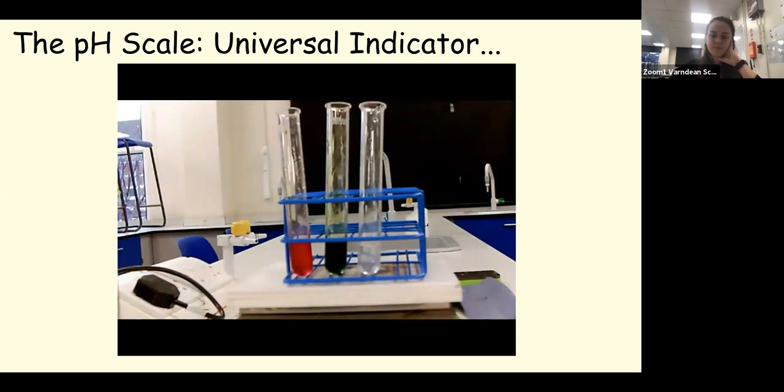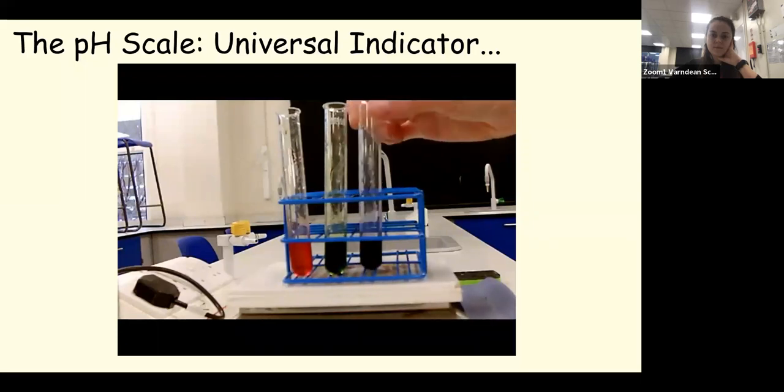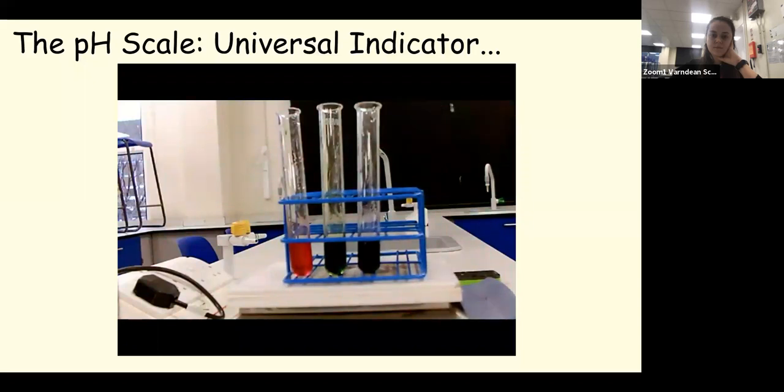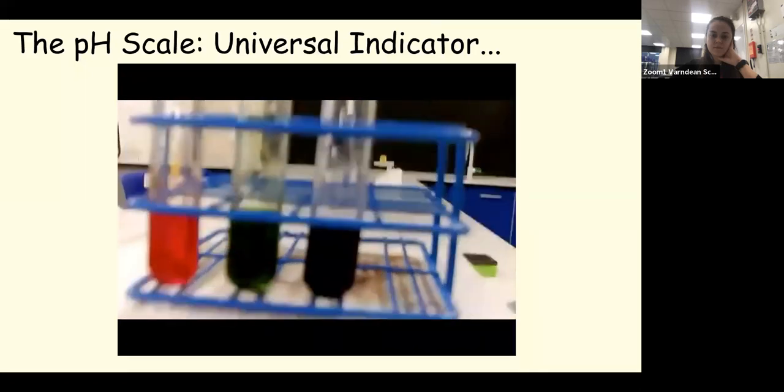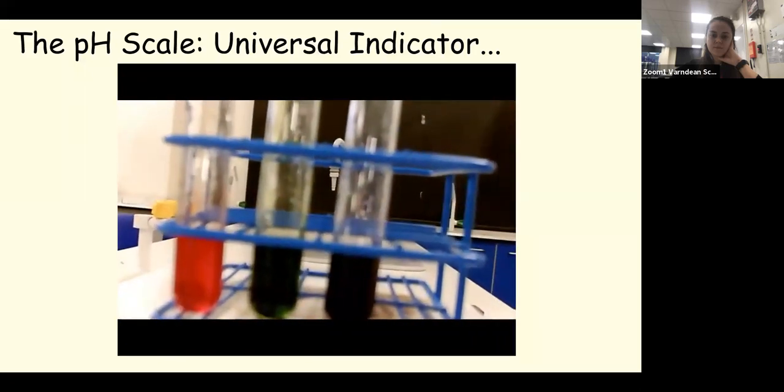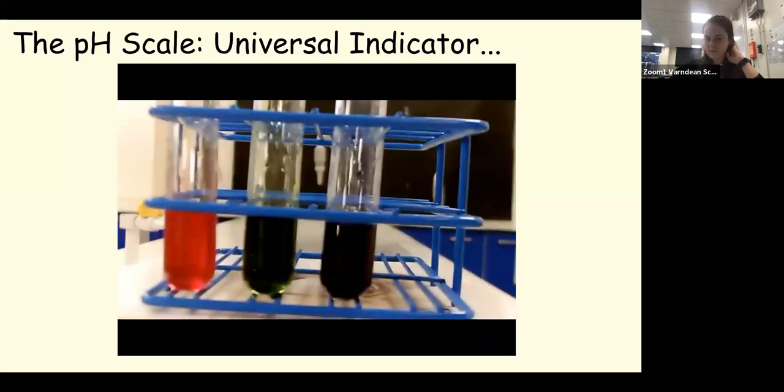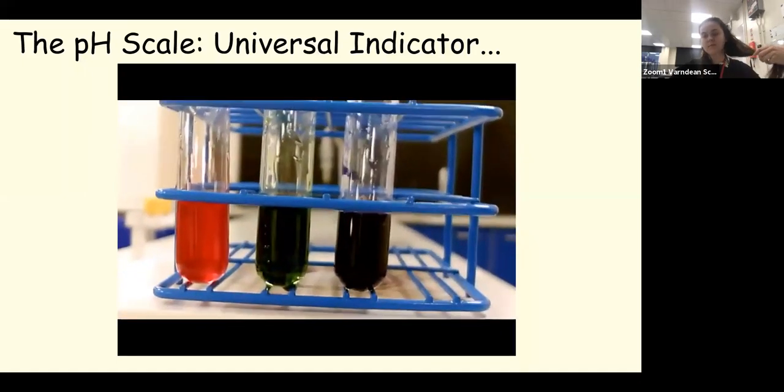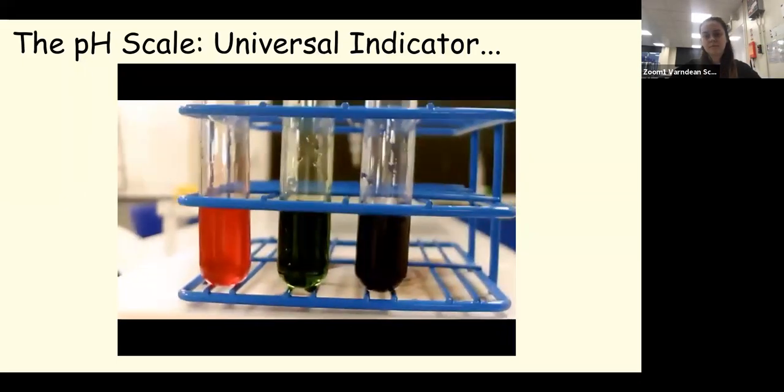Now this is telling me that this substance has a pH of around 1 to 2, which means that it is a strong acid. Now finally, I have my sodium hydroxide, and we can see that this turns purple. Now this means that this is a strong alkali. To give you a little bit more of a close-up there, so we have red, green, and then very, very dark purple.